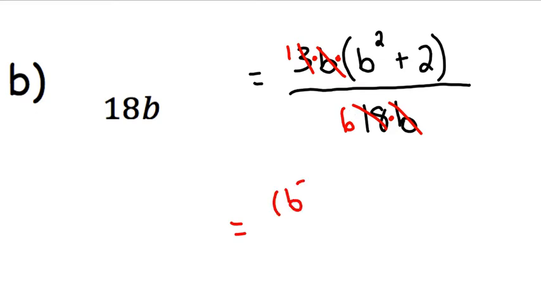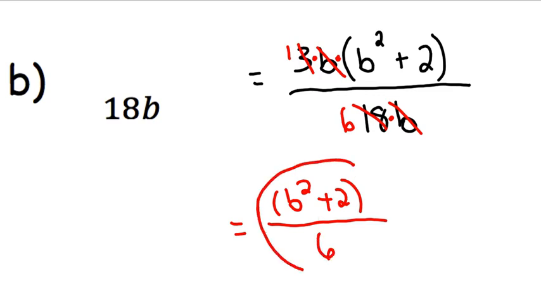Well, b squared plus 2. You don't need the parentheses, I just like to put them there. It helps me remember that these are grouped together. And then the denominator was just a 6. Okay? And again, this is done because with this b squared plus 2, there is no multiplication happening here. So we can't cancel the 2 and the 6.